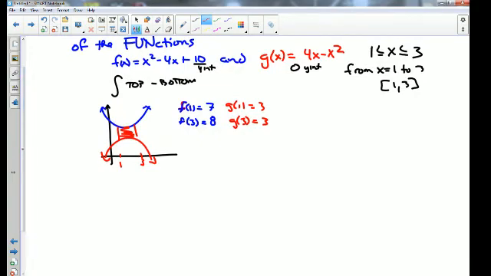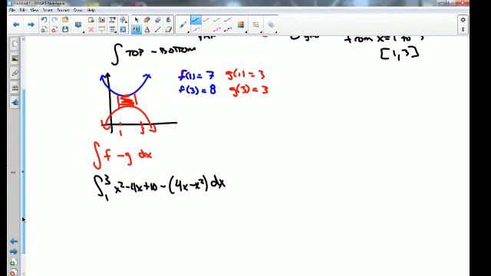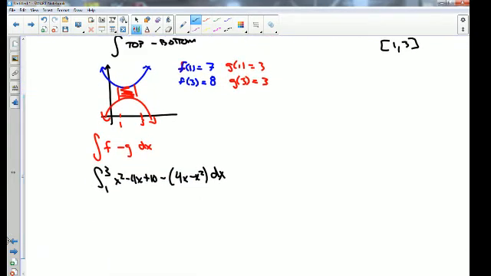So top is f of x, correct? Yeah. Okay, so that's what we're going to do. And you put them in the same integral, because it'll make your life easier in the end. So we have the integral from 1 to 3 of x squared minus 4x plus 10 minus 4x minus x squared. Please do not forget that subtraction is going to have to distribute. So you have f of x top minus bottom, right?